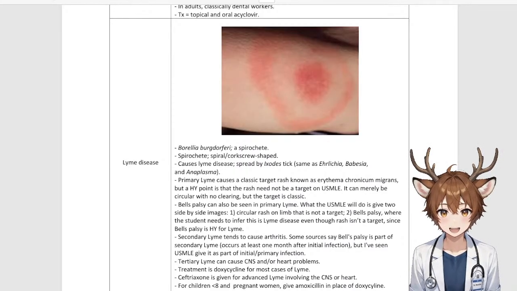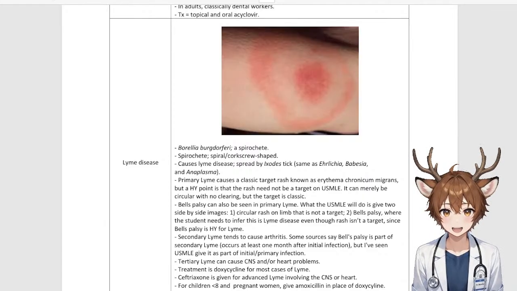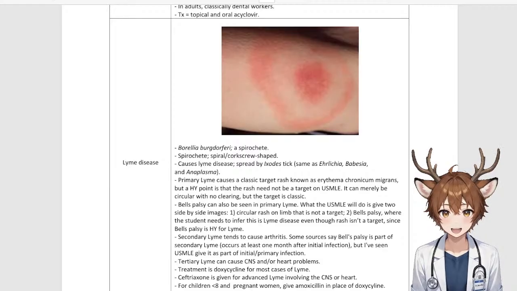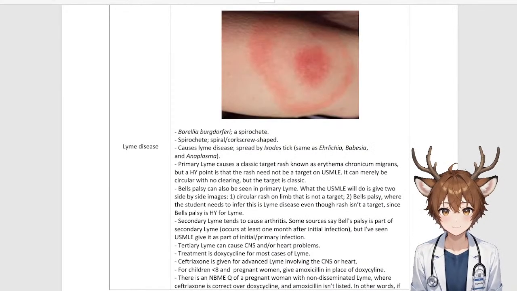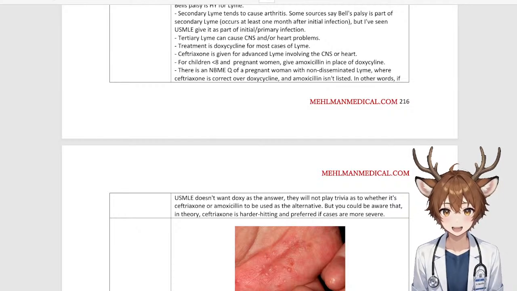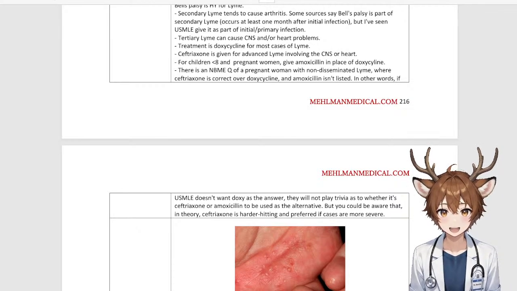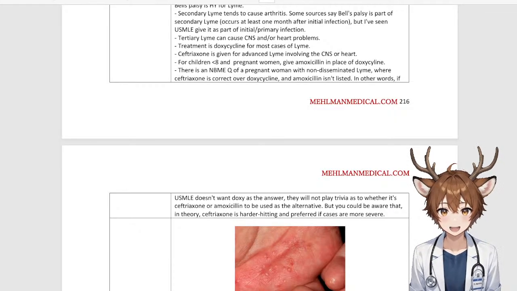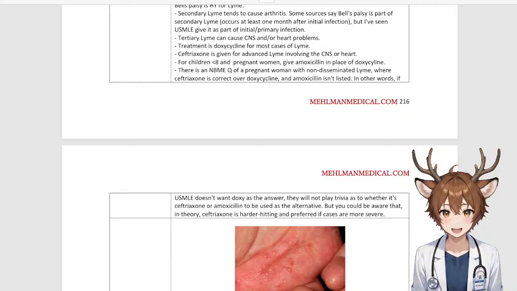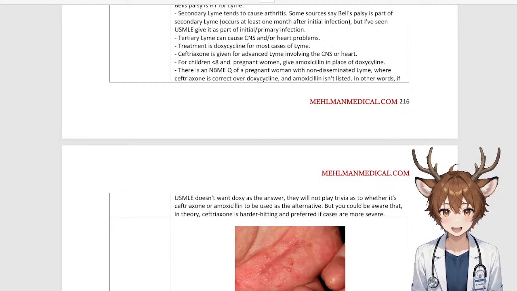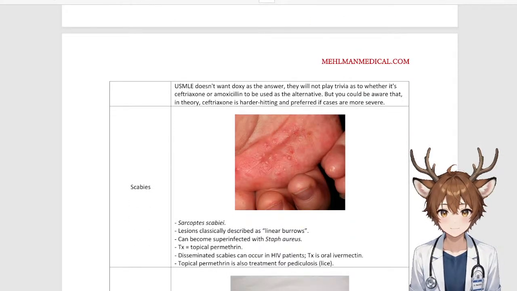There is an NBME question of a pregnant woman with a non-disseminated Lyme where the ceftriaxone is correct over doxycycline, and amoxicillin isn't listed. In other words, if the USMLE doesn't want doxy as the answer, they will not play trivia as to whether it's ceftriaxone or amoxicillin to be used as an alternative. But you could be aware that, in theory, ceftriaxone is harder hitting and preferred in cases that are more severe. But again, they probably won't force you to choose between the two if you're not going to get doxycycline as your answer.